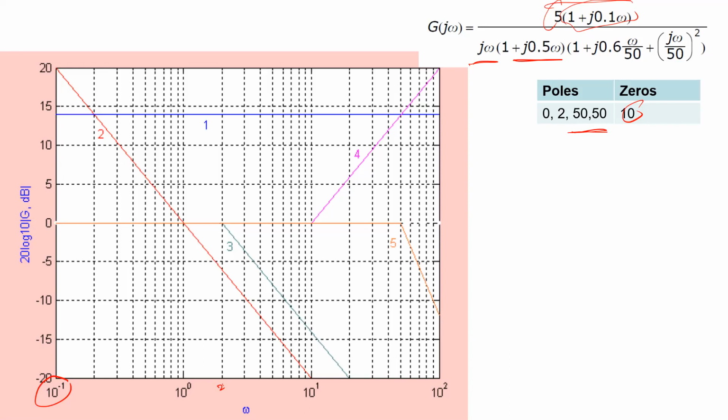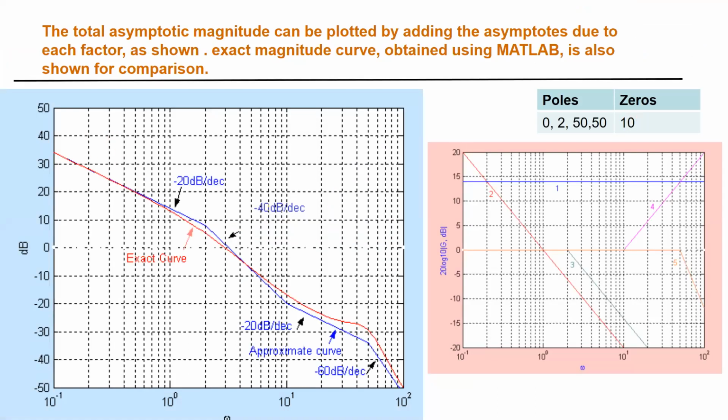Now, for the overall, just add them. If I want to add, what would be the initial point? At point 1, we have to add these. We will raise this red line up. So those 2 will be around 34.